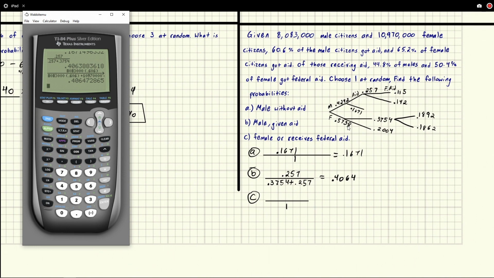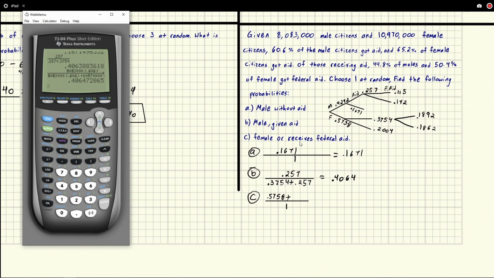So we've got 0.5758. These are the ones that are female. Or is a plus, receives federal aid. Now, there are females that also receive federal aid, right? They're like way back here or whatever. Well, we've already included them in the female category. So to count them again would be double counting the females. So we've actually already got all the females, so we don't even need to worry about that.